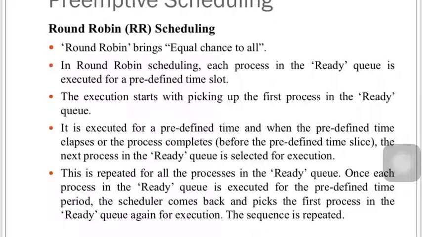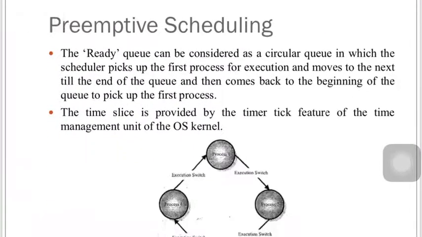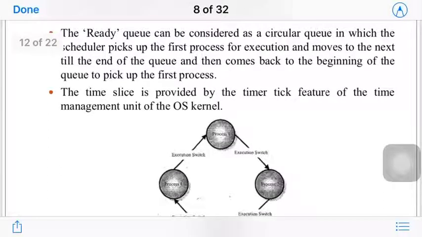Once each process in the ready queue is executed for the predefined time period, the scheduler comes back and picks the process in the ready queue again for execution. The sequence will get repeated. We'll see that in more detail with an example. The ready queue can be considered as a circular queue in which the scheduler picks up the first process for execution and moves to the next till the end of the queue, and then comes back to the beginning of the queue to pick up the first process again.